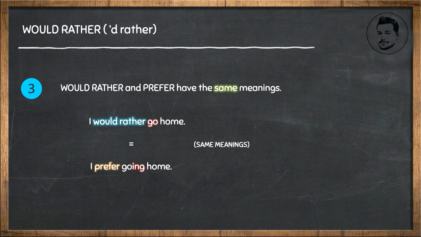Alright, I think you can see the main difference here. After would rather, we always use verb one. It's never went, it's never gone, it's never going, alright? But after prefer, we had two options. We could use prefer to verb one or prefer verb ing. But don't forget that they have the same meanings.